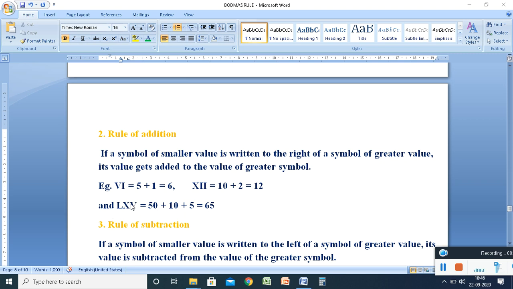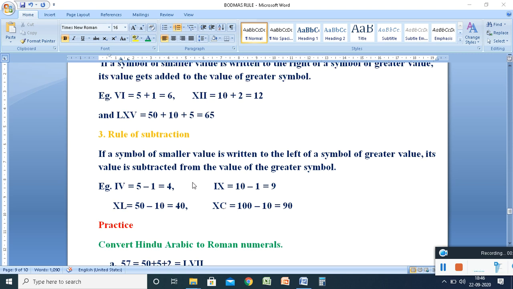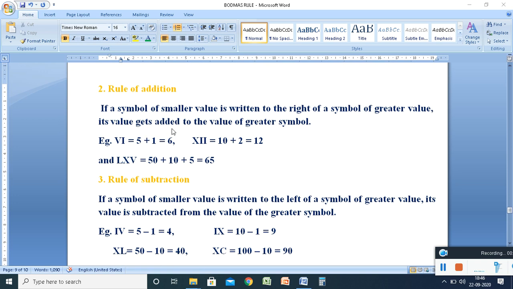The value for LXV is 65. And what is the next rule? Third rule, rule of subtraction. So here, same thing, the smaller value can be on the left-hand side, which means you have to subtract it. In the second rule, the smaller value is on the right-hand side, which means you have to add.